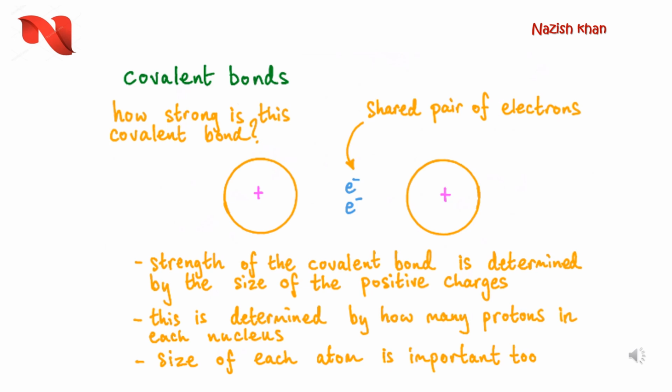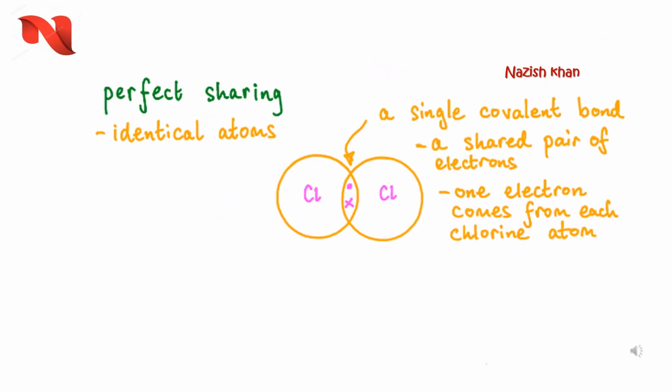It's not just this simple, though, as the size of each atom is important, too. If the two atoms are large, the distance between the nucleus of each atom is greater. This makes the electrostatic attraction weaker. And we get a weaker covalent bond. Kids, remember that a shared pair of electrons is just a shared pair of electrons, and the negative charge of these two electrons does not change, students.